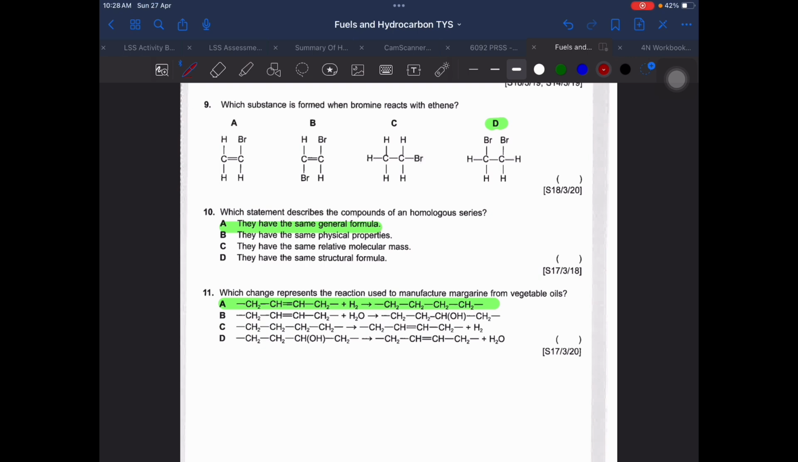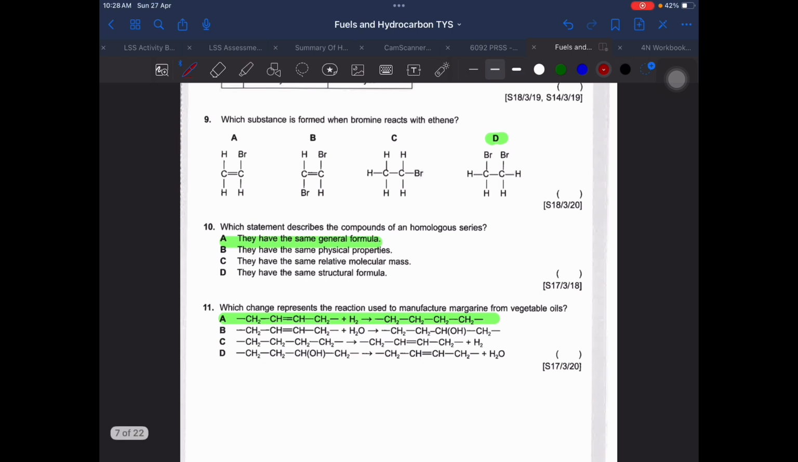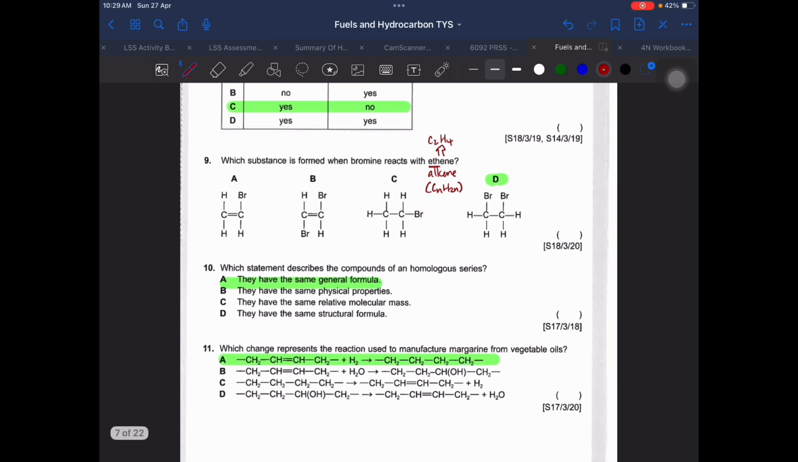Which of the substances is formed when bromine reacts with ethene? Right, so just a quick recap. Ethene is a type of alkene. And once you see the word ETH, it means that there are 2 carbons. And alkene means that the formula is CnH2n. This will mean that ethene is actually C2H4.